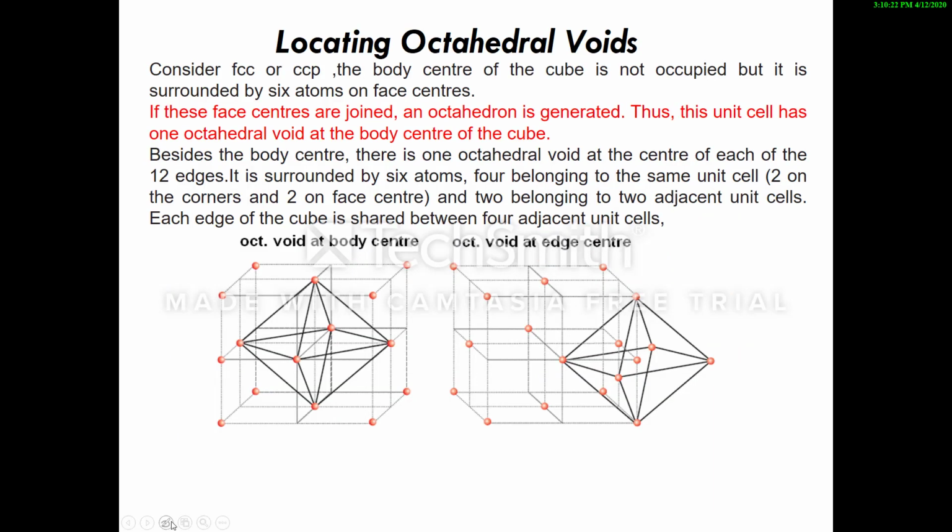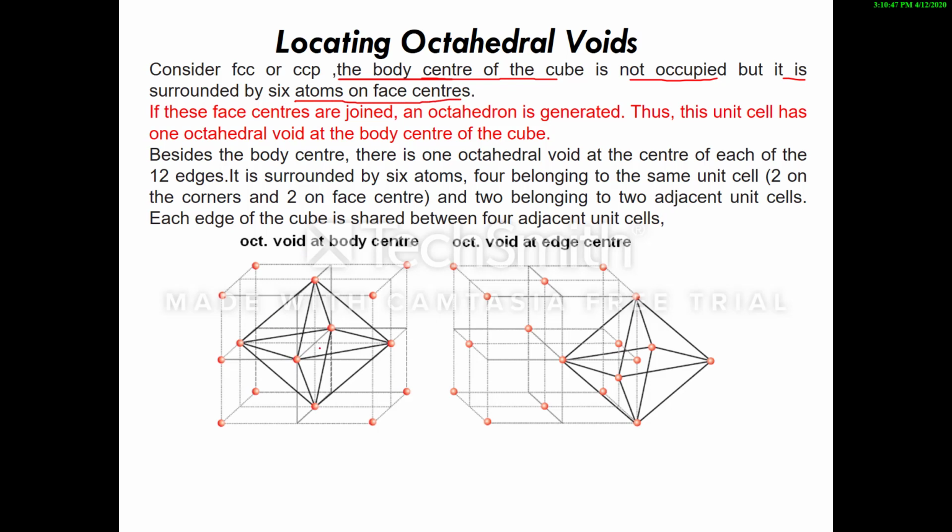Now see, octahedral voids. How can we locate the octahedral voids? Again, if we consider FCC or CCP, then the body center of the cube, remember, the body center of the cube is not occupied. There is no atom at the center of the body. So we can say this is surrounded by the 6 atoms on face centers.